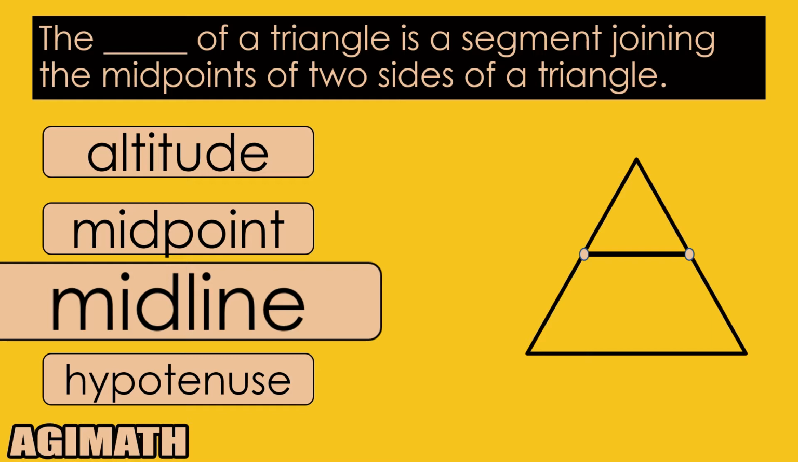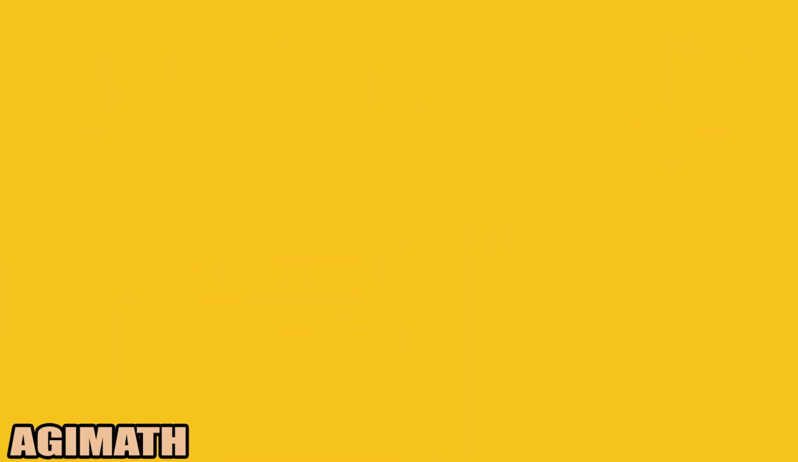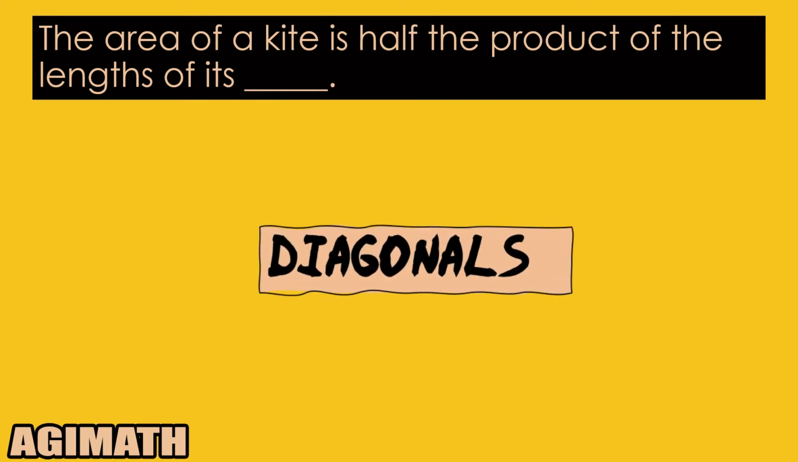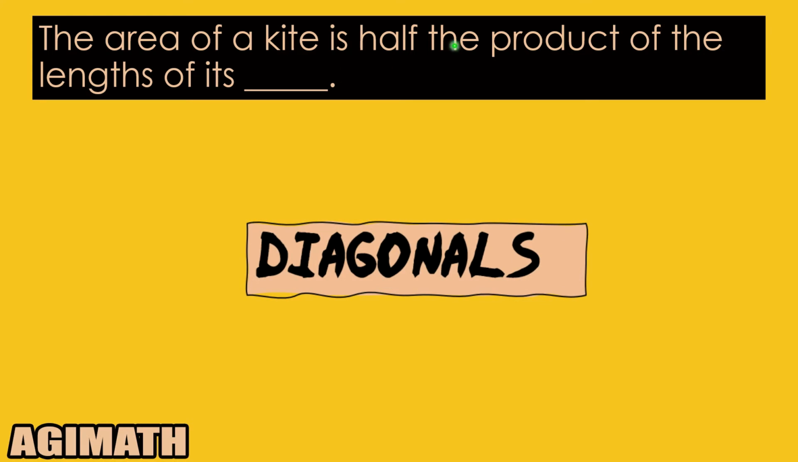Next. The area of a kite is half the product of the length of its blank. Again, this is one of the theorems. When you say kite, to find the area of the kite, just multiply the diagonals and divide it by 2. So therefore, for this question, the answer is diagonals. We need to multiply the diagonals and then divide it by 2 to find the area of a kite. Next.